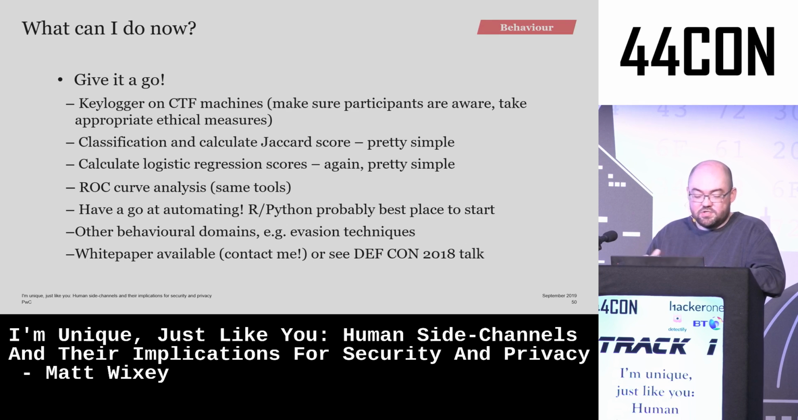The Jaccard coefficient is really easy to calculate. Logistic regression just takes a little bit of practice in SPSS or R or something like that. Same with ROC curve analysis. If you're familiar with that stuff already, then have a go at automating it. The analysis that I did was purely manual. It would be really cool to see if someone could automate this in R or Python, and make it a viable technique that people could use on honeypots.